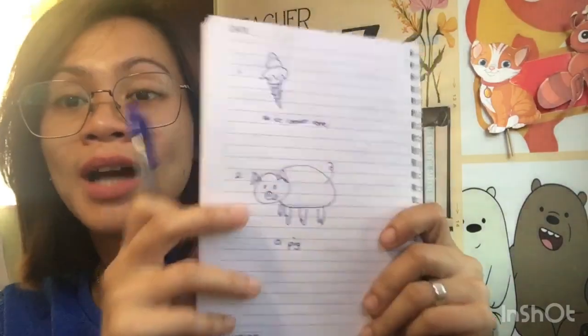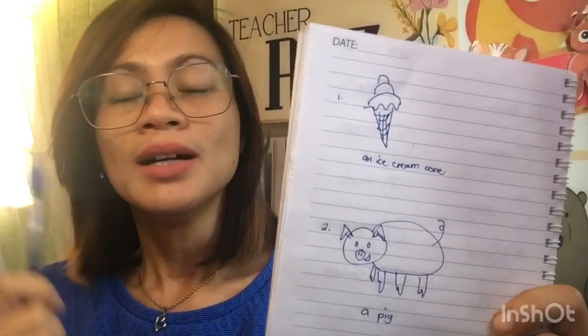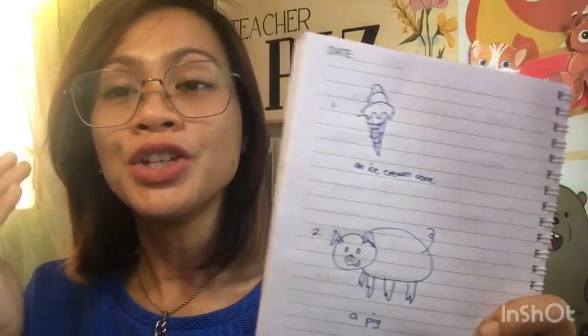Aside from this one, which is very helpful for me, number 4 is I ask my student to get a notebook and a pen. So in this activity, let's say in my lesson I have the word ice cream. Let's say that in your lesson there is an ice cream word.